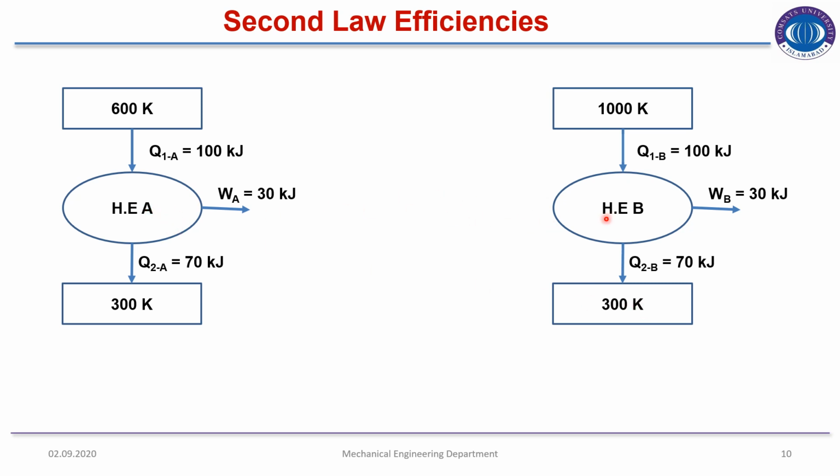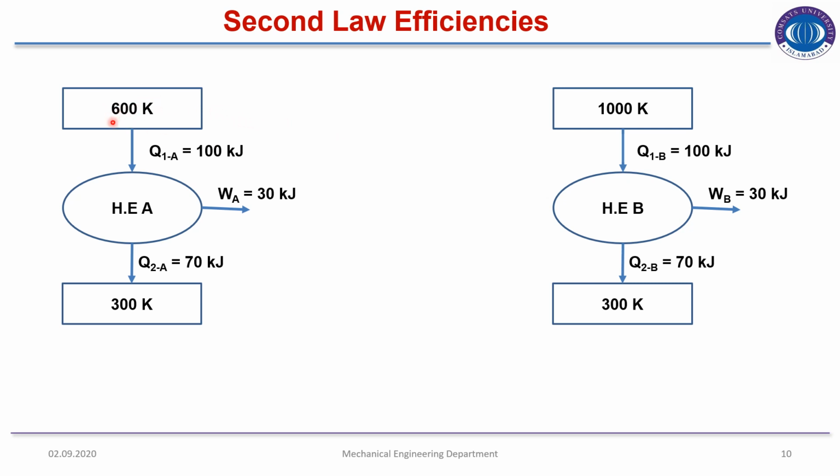So you can see, compare that only the source temperature of heat engine A is less than heat engine B, whereas all other parameters are the same. Look, QH of A is 100 kilojoules, and QH of B is also 100 kilojoules. QL of A is 70 kilojoules, and QL of B is 70 kilojoules. WA and WB also equal 30 kilojoules for both, and the only difference is the source temperature.